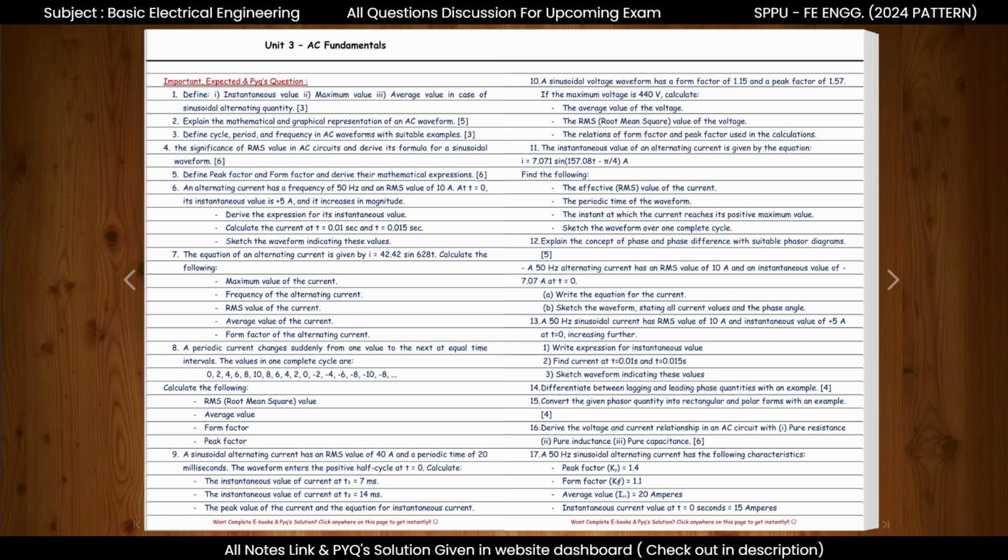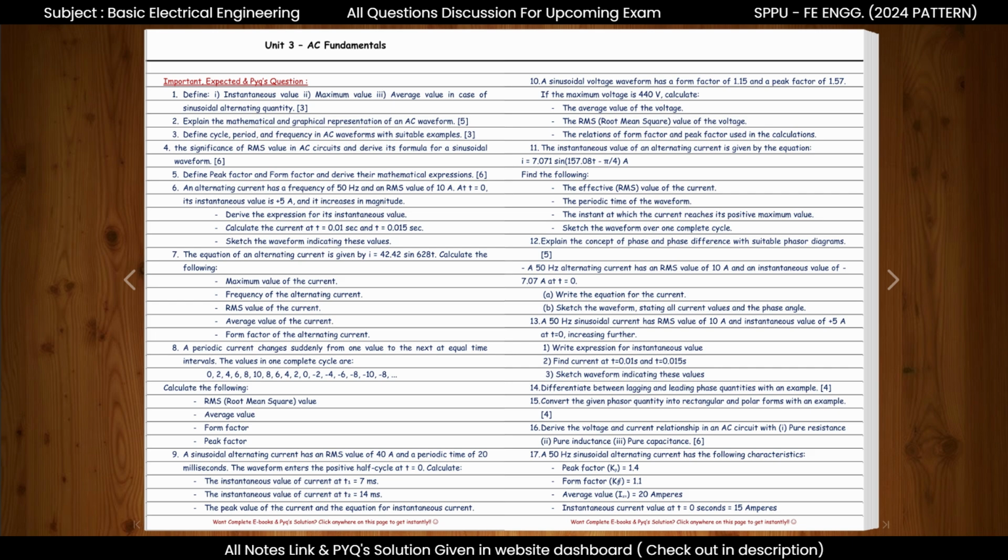Alright, let's move on to our next important topic, phasor conversion. From this topic, we can expect questions such as, convert the given phasor quantity into rectangular and polar forms with an example. In AC analysis, phasor quantities can be expressed in rectangular form as x plus jy and in polar form as magnitude at an angle theta. This helps in simplifying calculations in complex circuits.